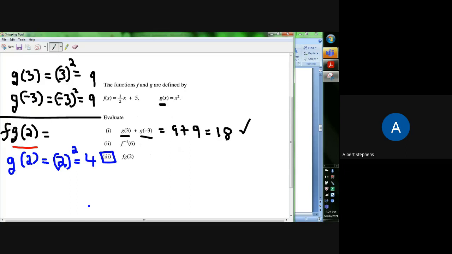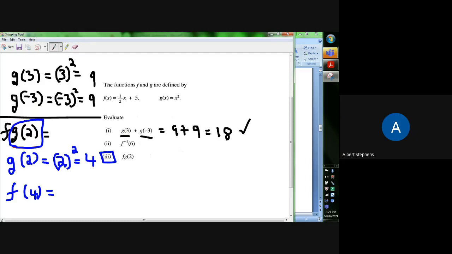What is the next step? How to find G2? So we're going to find F. But F of what number? F4, whatever number you get for G2. So we're going to find F4. Which function are we going to look at? This G function here to work out F4, or the F function? F function. Makes sense.